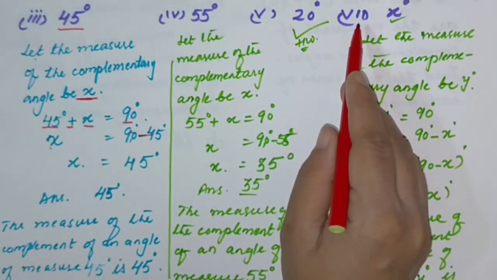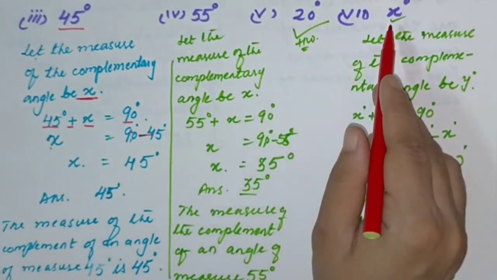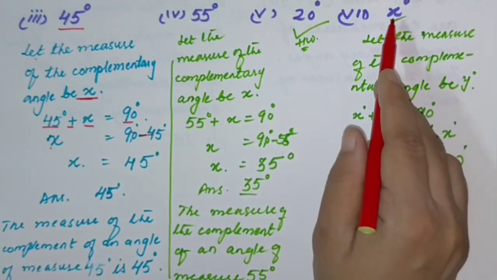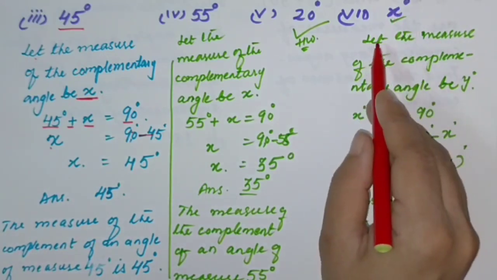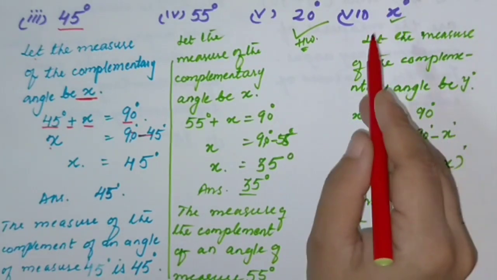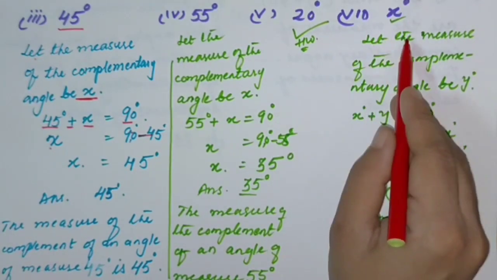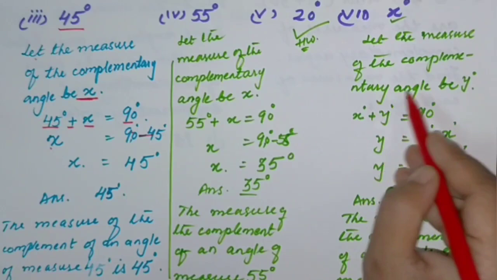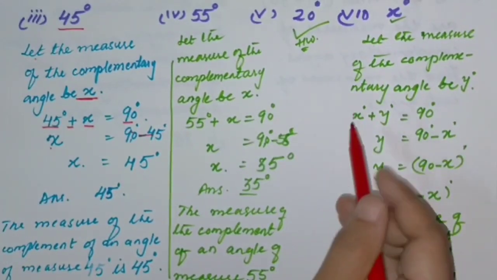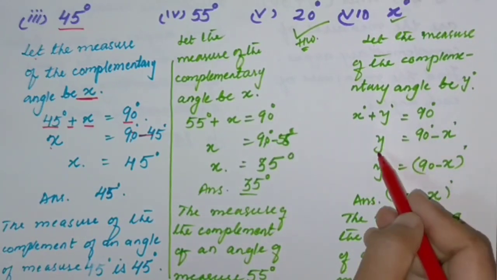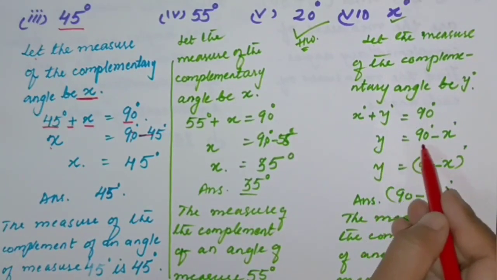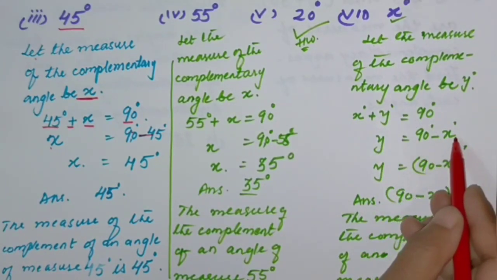Now the sixth question is also the same. That's why I have written the seventh question. Now here the question is what? x degrees. Therefore the same steps again we have to follow here. Let the measure of the complementary angle be y. Now x plus y is equal to 90 degrees. Now y is equal to 90 minus x.